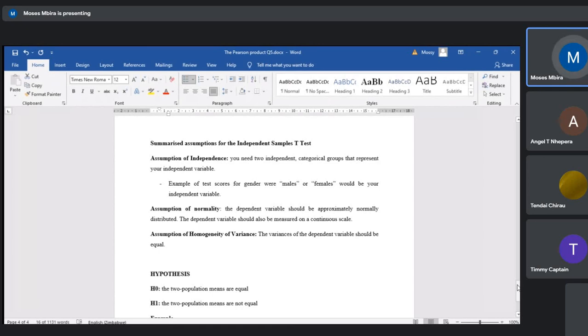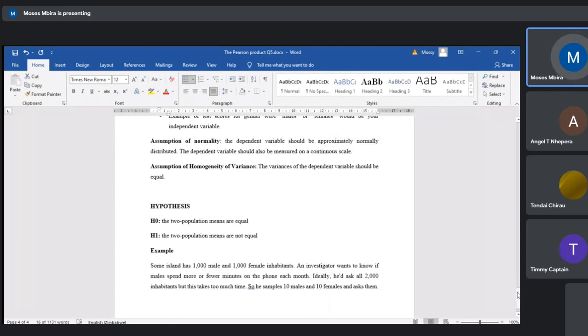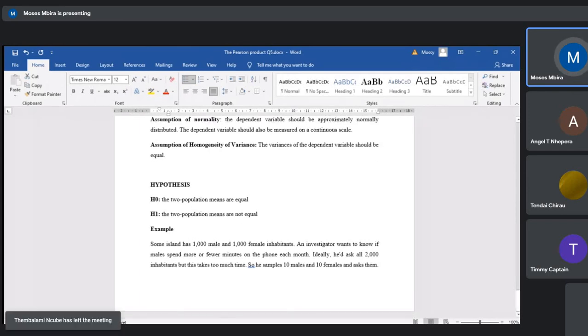Then the last assumption is assumption of homogeneity of variance. The variances of the dependent variable should be equal. Then the hypothesis for that, I'm not sure if this is correct, because it is contradicting with what Angel was saying before. My null hypothesis is the 2 population means are equal. Then the alternative hypothesis is the 2 population means are not equal. That is all. Any additions or subtractions?